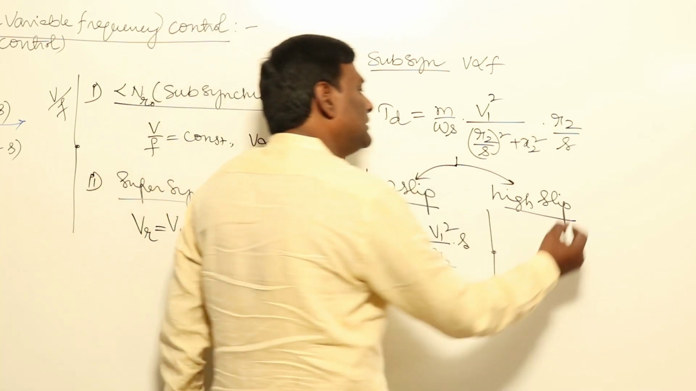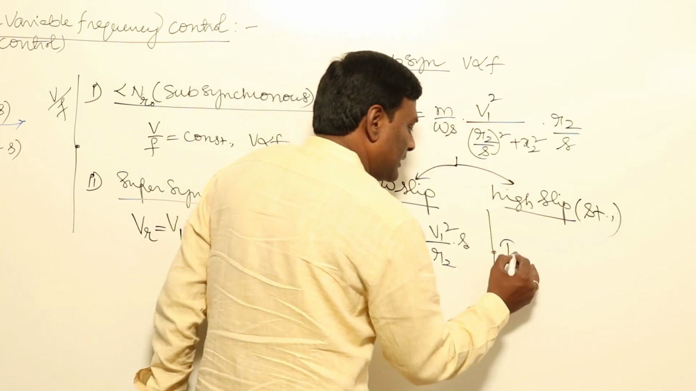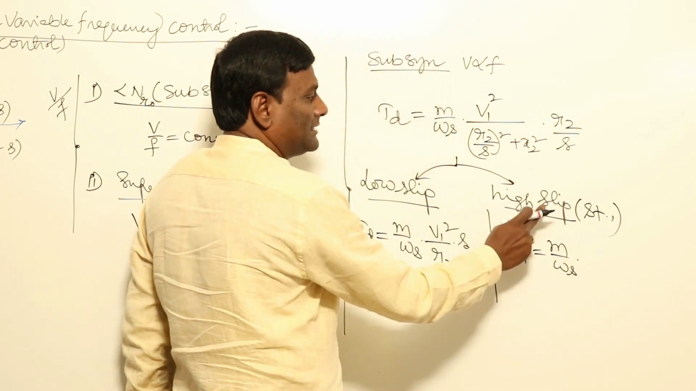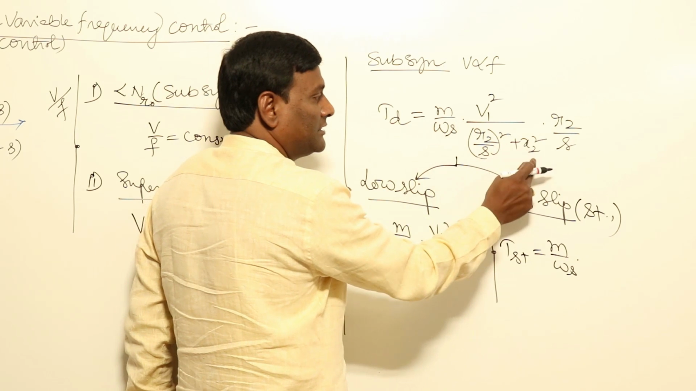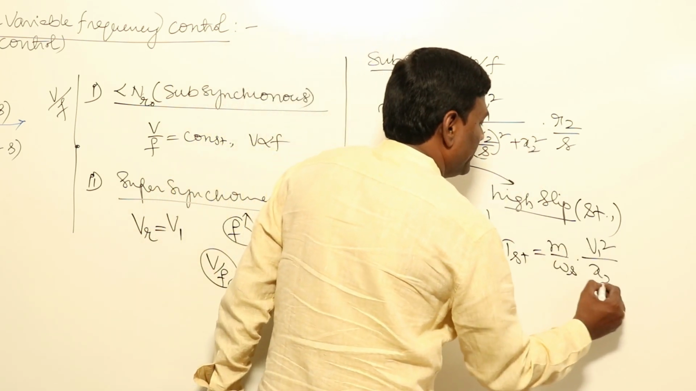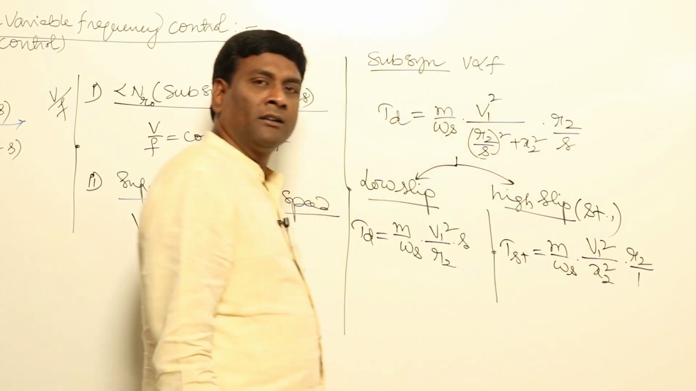In the high slip region, let us think of starting only. So directly, starting torque equals m by omega s into the high slip region. This will be less, this is more. X2 let us consider. So V1 square divided by X2 square into R2 by S is 1, because it is starting torque.